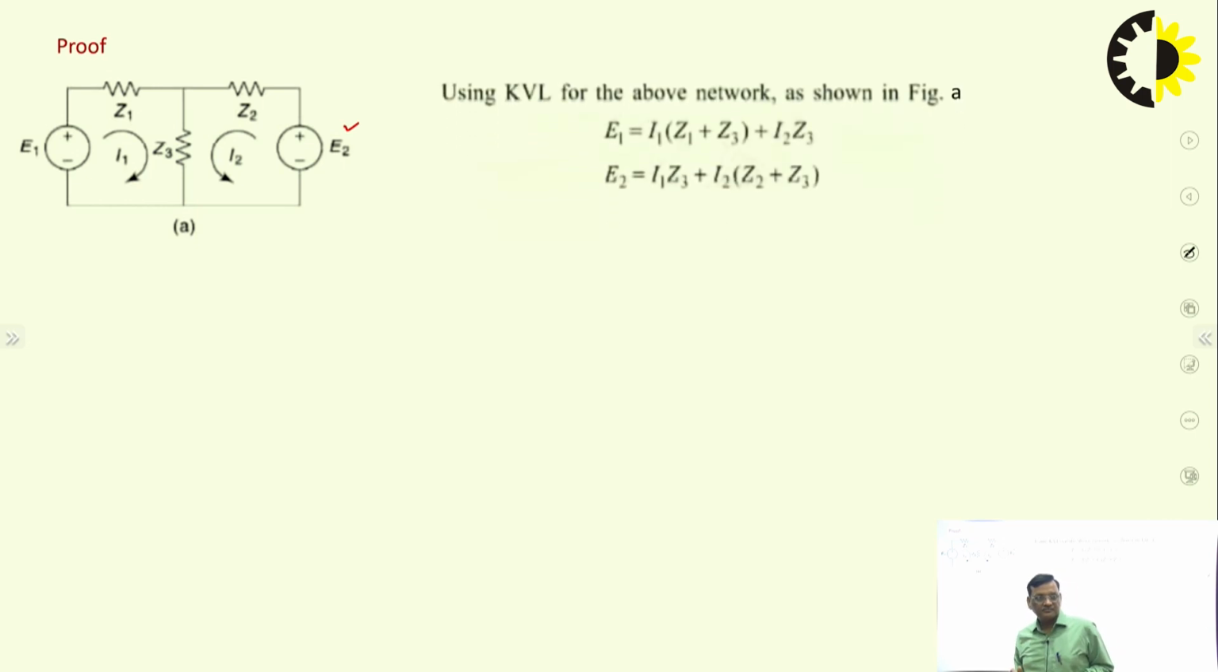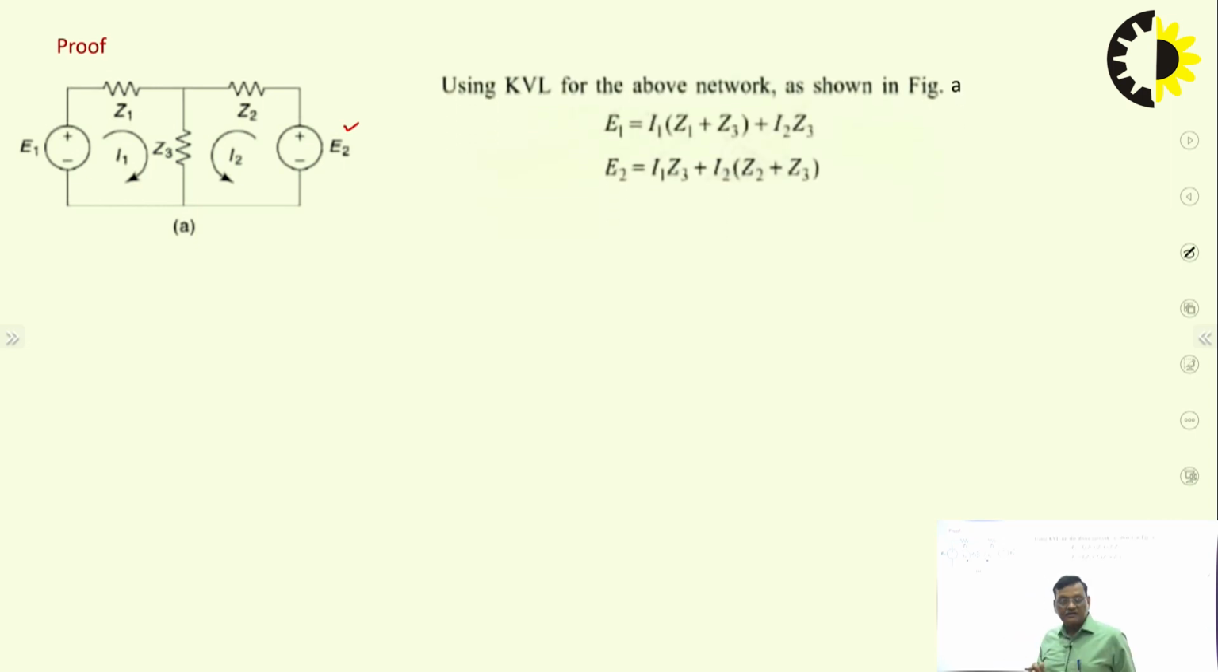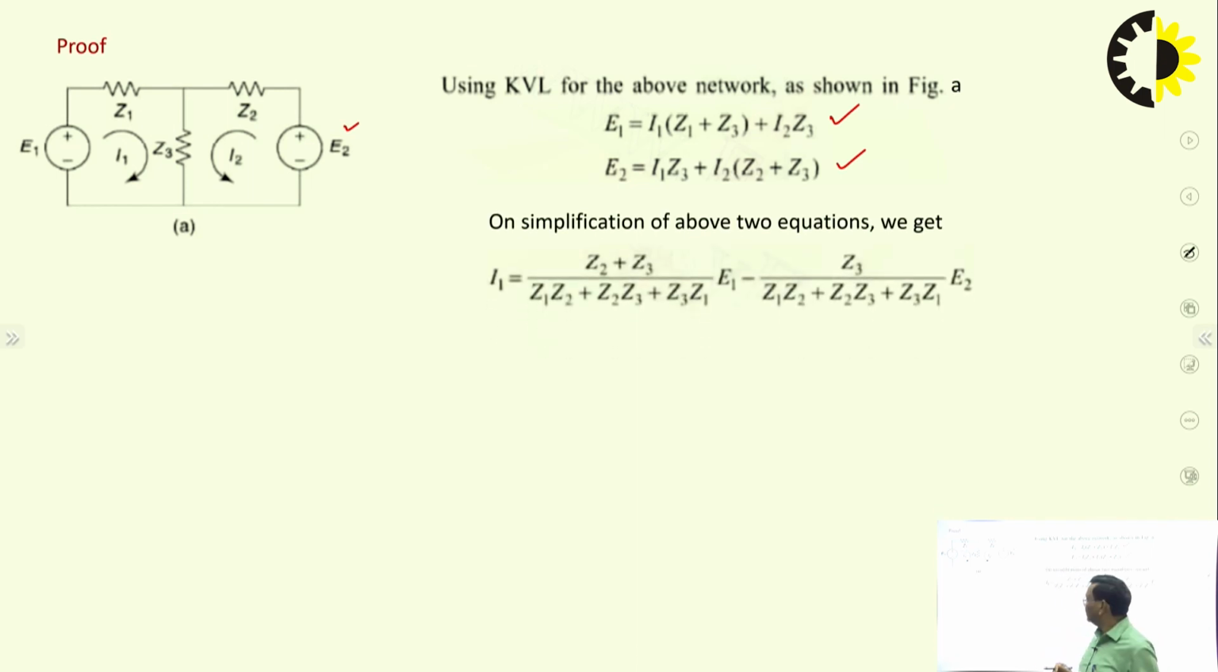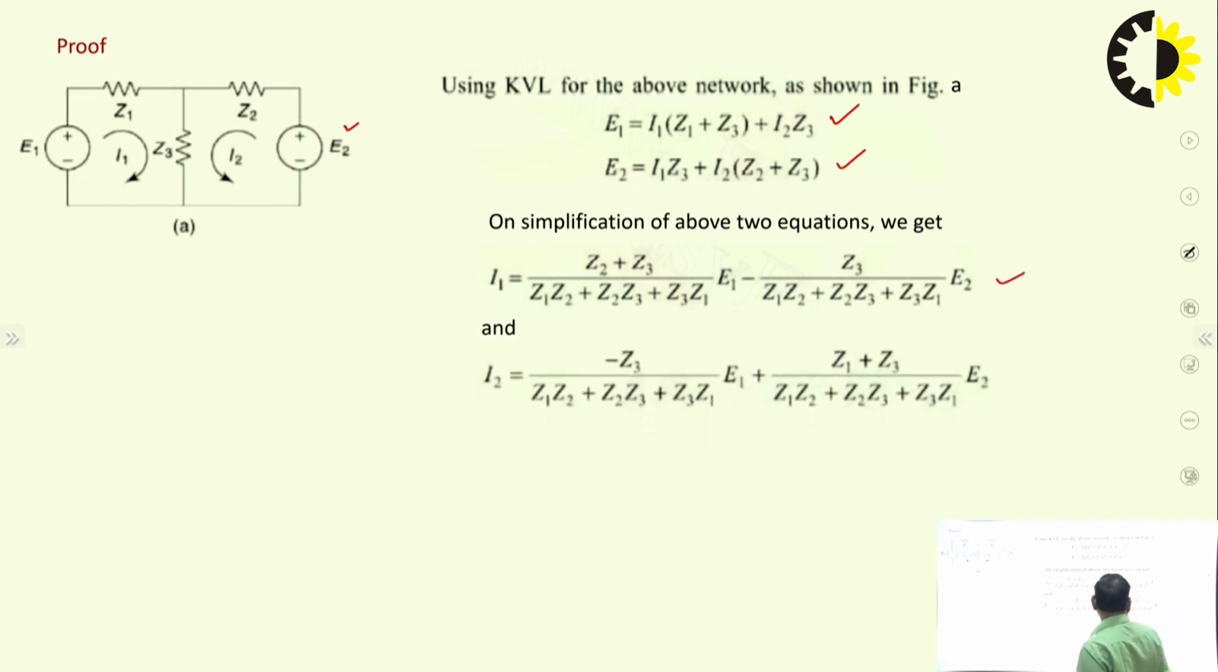So, first, to find the current, we just apply Kirchhoff's voltage law in both the loops. These two equations we can obtain by writing Kirchhoff's voltage law. Then on simplification we can get I1 and we can get I2. These are the two expressions for I1 and I2, obtained by simply solving these two equations.